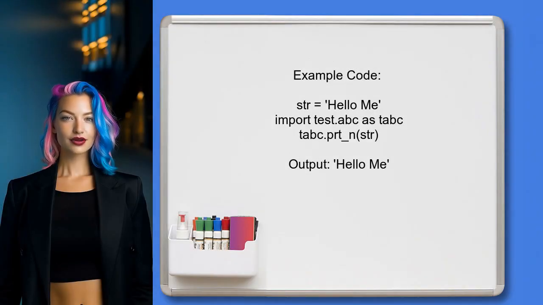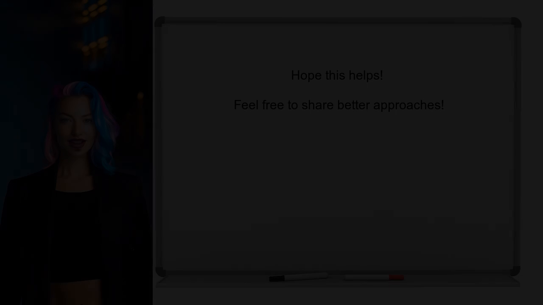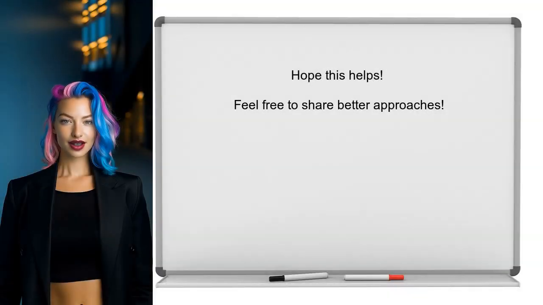For example, they used import test.abc as tabc and successfully called the method tabc.barn to get the output "hello me". They also demonstrated importing another notebook, efg.ipynb, and received the output "hello note". This method proved effective for their needs. The user hopes this solution helps others facing similar challenges and welcomes any better approaches.